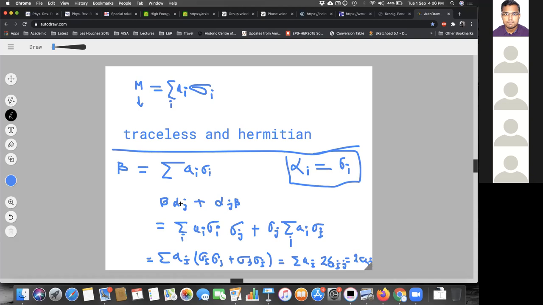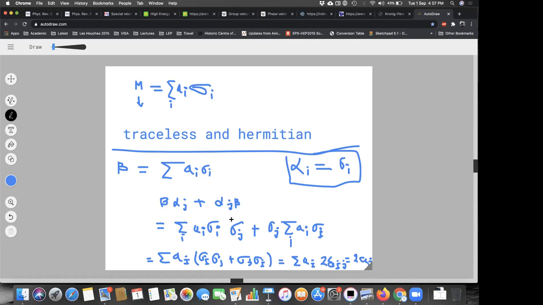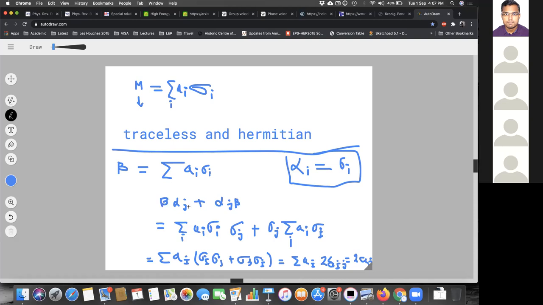Now if you try to check the anti-commutation relation of beta with alpha_1, you will get twice a_1, and that will be 0 if a_1 is 0. If you try to check the anti-commutation relation of beta with alpha_2, you will get twice a_2, and that will be 0 if a_2 is 0. Similarly, with alpha_3, you will get twice a_3, and that will be 0 only if a_3 is 0, right? So all the a_1, a_2, a_3 are 0, so beta is 0. So there exists no non-trivial traceless Hermitian matrix that satisfies this relation, right?